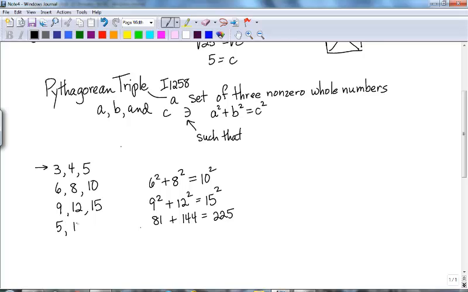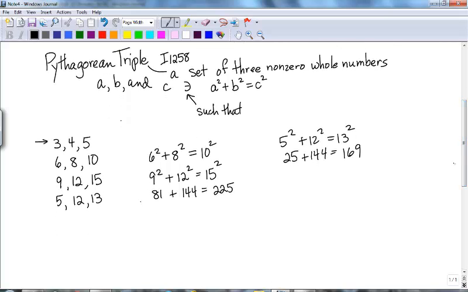Another possible one, there are several Pythagorean triples. Say I had 5, 12, and 13. 5 squared would be 25. 12 squared would be 144. If I do 5 squared plus 12 squared equals 13 squared, that'd be 25 plus 144 equals 169. Yeah. So that is another Pythagorean triple.